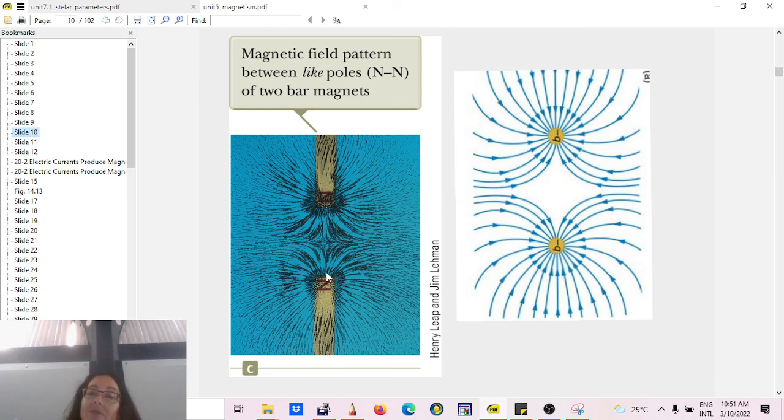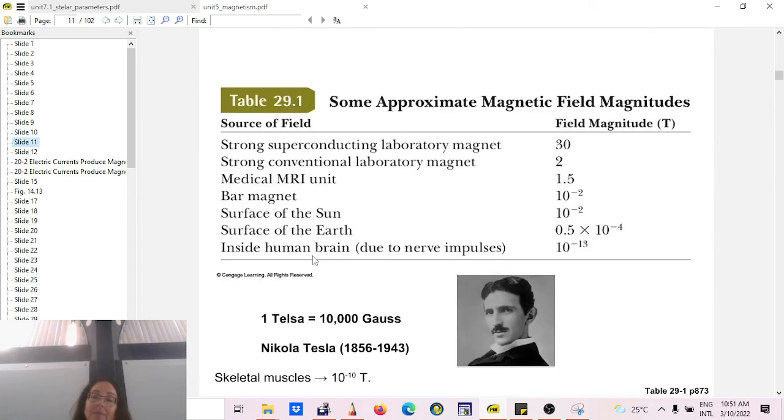So here, a north and a north have the same configuration as the electric field of a minus and a minus. It's like repelling each other. The electric field is interacting with each other. It's like pushing away. And here, the same thing. Magnetic field will behave the same way.